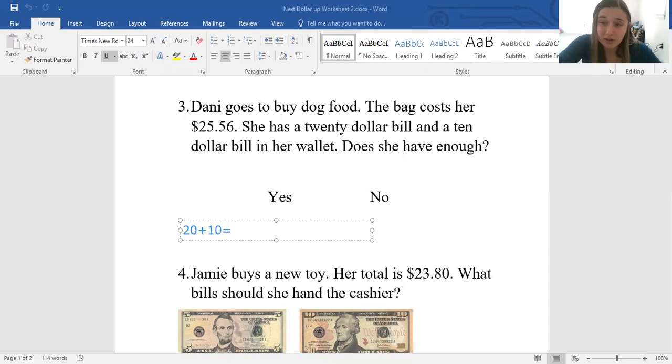Feel free to use a calculator if you need one. That's totally fine. Or you can use a number line or any other sort of manipulatives, counting maybe 20 manipulatives plus 10 and count them out. There's a lot of different ways to solve addition problems. So $30 total. Now I'm either going to use an equation or I'm going to use a number line to determine if 30 is bigger than 25.